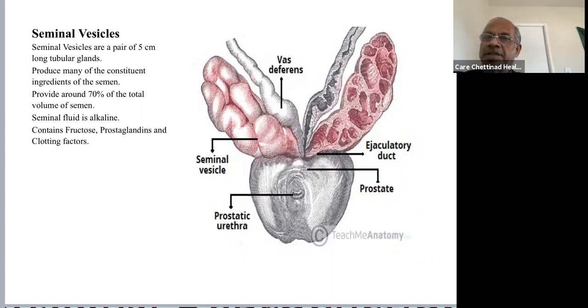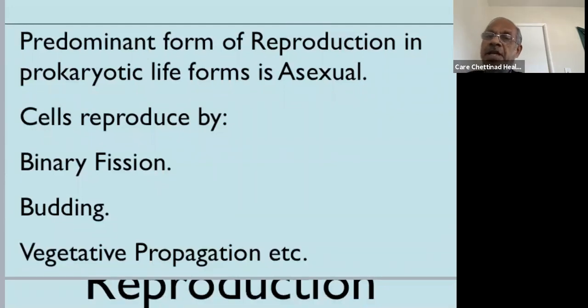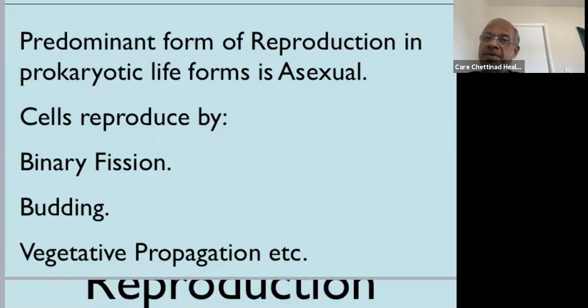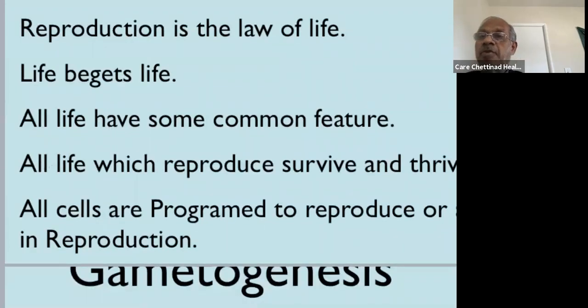Remember, asexual reproduction is the predominant form of reproduction in prokaryotic life forms. Cells reproduce by binary fission, budding, vegetative propagation. But later on, because reproduction is a law of life, life begets life. All life has some common feature. All life which reproduces survives and thrives. All cells are programmed to reproduce or aid in reproduction.